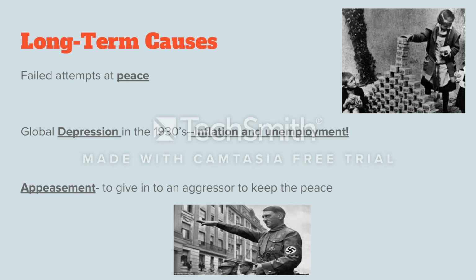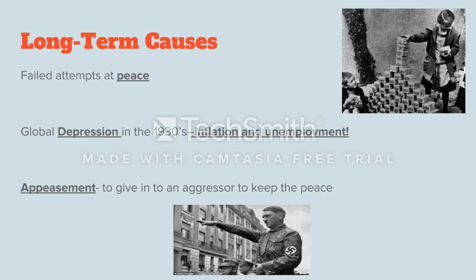To begin our discussion, we have to look at the long-term causes of World War II. The first thing we're going to discuss would be the failed attempts at peace. Here, I'm talking about the Treaty of Versailles that ended World War I. I'm thinking you probably already thought of this when I asked you the question for the warm-up. The Treaty of Versailles after World War I completely destroyed Germany and took away all honor and dignity that Germany had. So there was a lot of resentment and hatred toward those Allied powers.